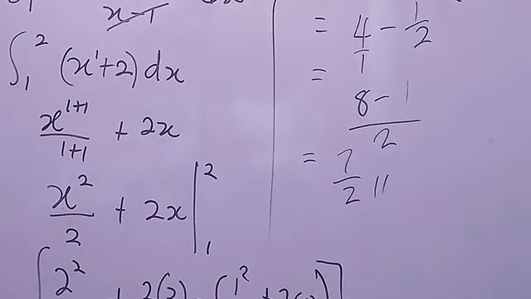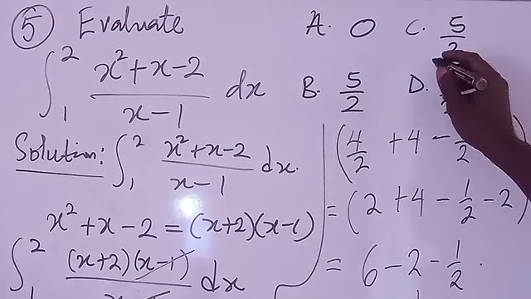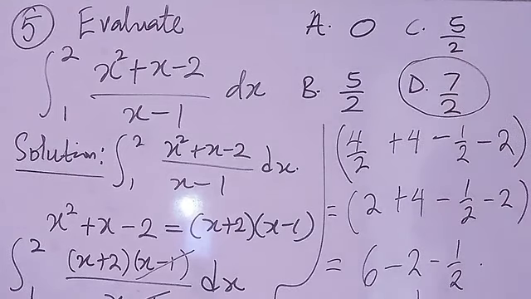So we have 7 all over 2, 7 over 2 to be the solution. Now looking at the options here, you can see that we have option D to be the solution.